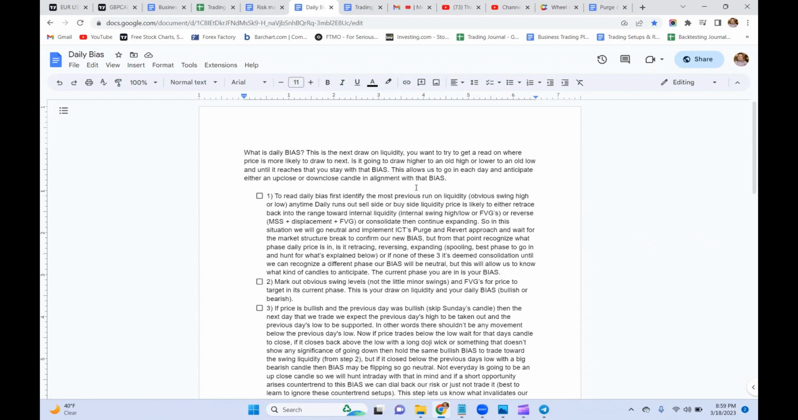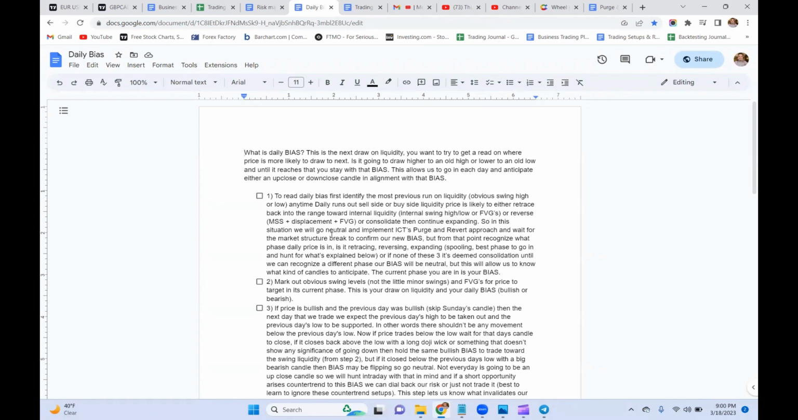with that bias. Okay, so step one, to read daily bias, you want to first identify the most previous run on liquidity. This is an obvious swing high or low. And anytime daily runs out sell side or buy side liquidity, price is likely to either retrace back into the range toward internal liquidity, which is an internal swing high or low or fair value gap, or reverse, creating a market structure shift plus displacement plus a fair value gap, or it can consolidate, then continue expanding.